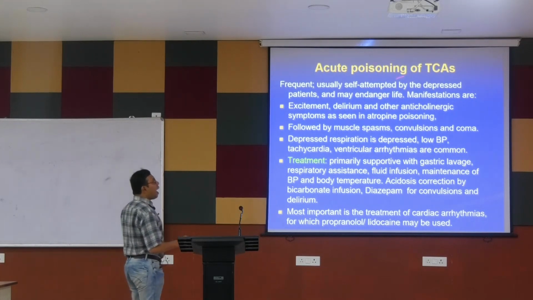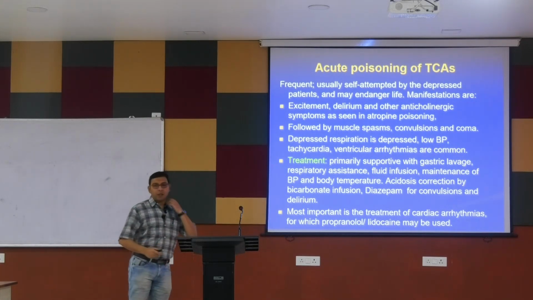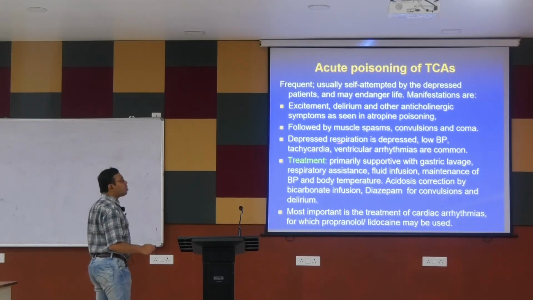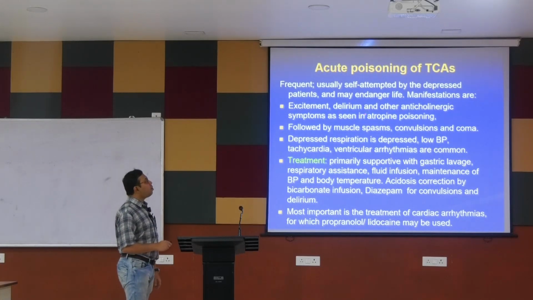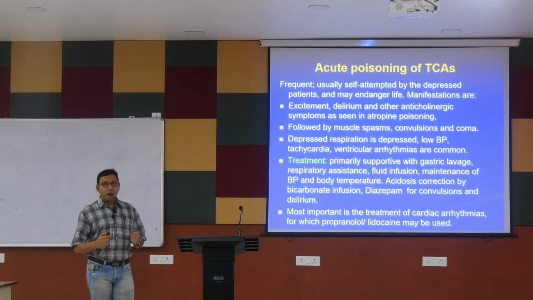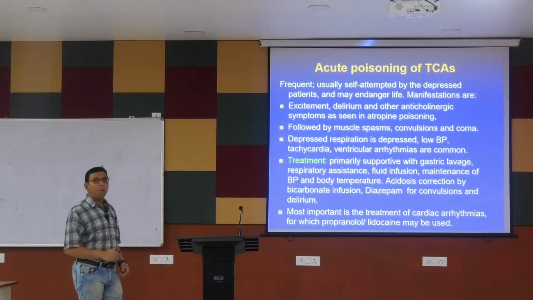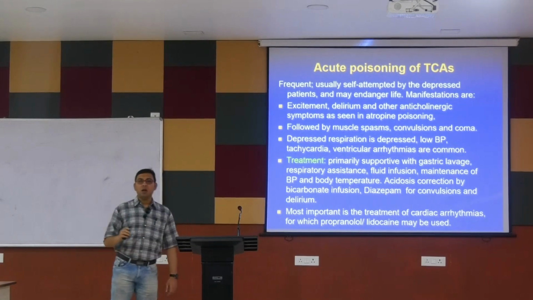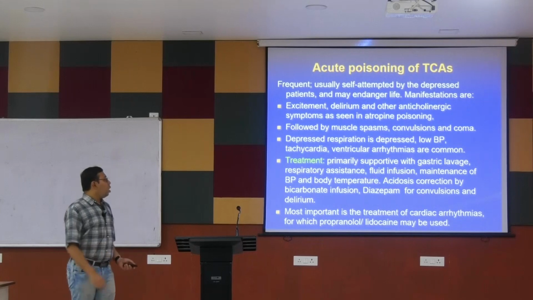So, what I am talking about is the acute poisoning of the tricyclic antidepressants. When there is acute poisoning, there will be depressed respiration, delirium, anticholinergic symptoms, muscle spasm, convulsion, coma, and ultimately death can happen if the treatment is not initiated within a few hours.